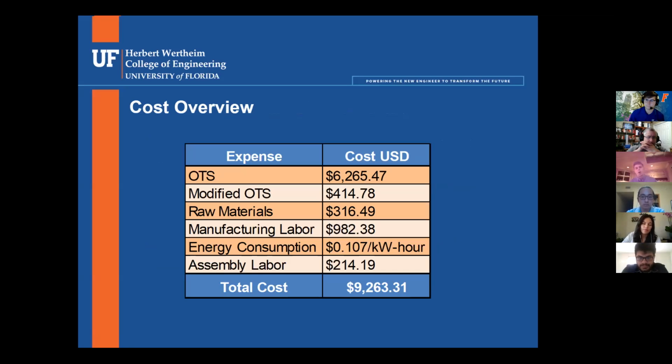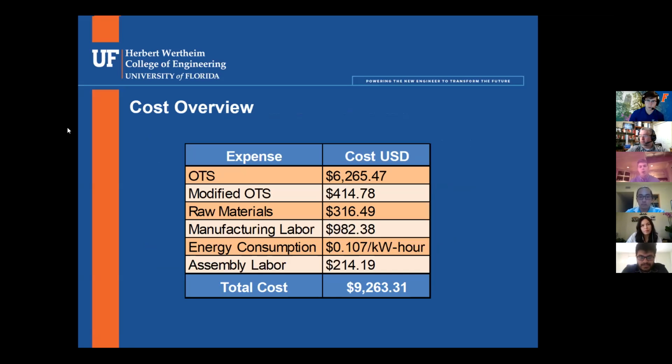And here we have the cost overview of the Activate Bioreactor project with the customer need of staying within budget of $10,000 in mind. The off-the-shelf cost of $6,265 was the largest portion of the cost, with items such as the condensing unit, motors, drivers, controllers, and the user interface system taking up the majority of that cost.